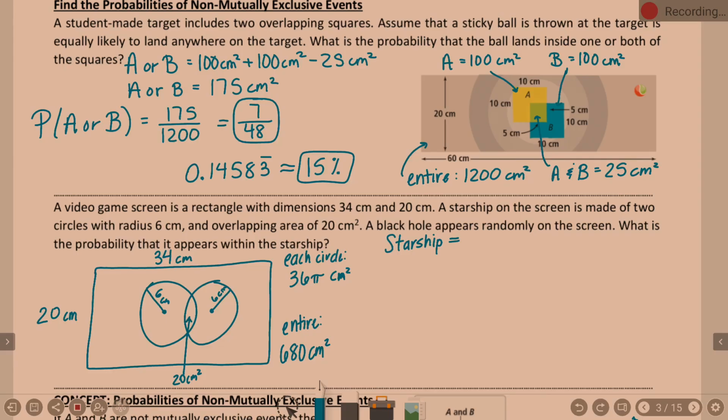One circle plus another circle. So one circle plus another circle is going to be 36 pi plus 36 pi. And then subtract 20. The overlapping area says that those circles overlap for an area of 20, which means if we just add 36 pi and 36 pi, we're counting an extra 20. So we want to subtract 20.